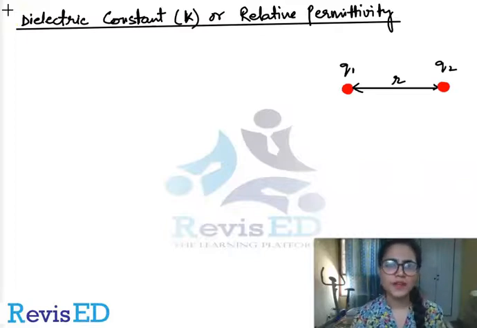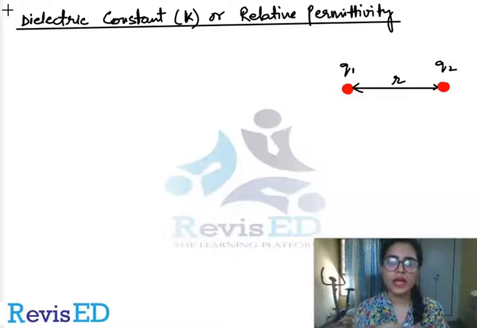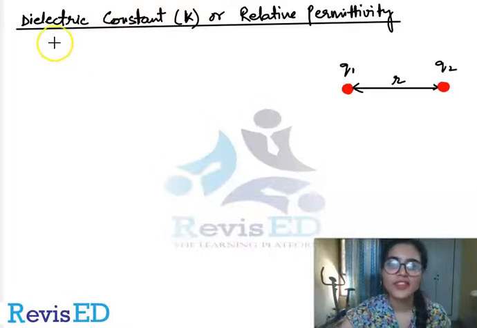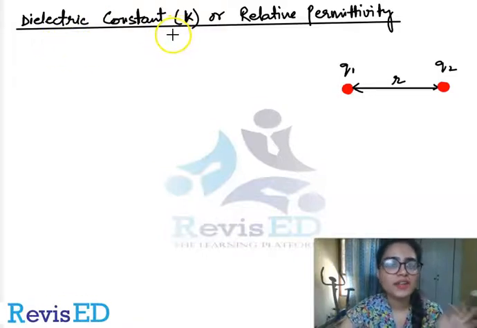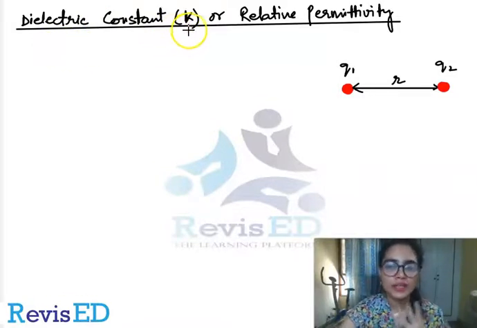In the previous video lectures, we considered a problem where we saw how Coulomb's law is related to Newton's third law. Today we are going to do a derivation on a very interesting topic, which is the dielectric constant, represented by K, or the relative permittivity.